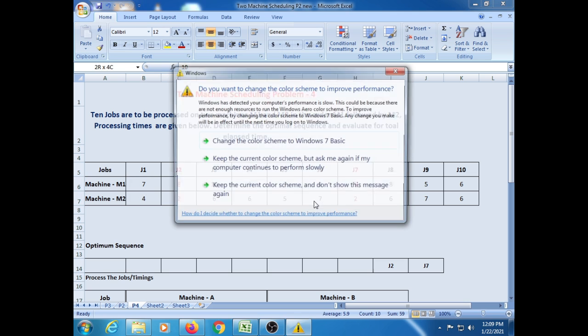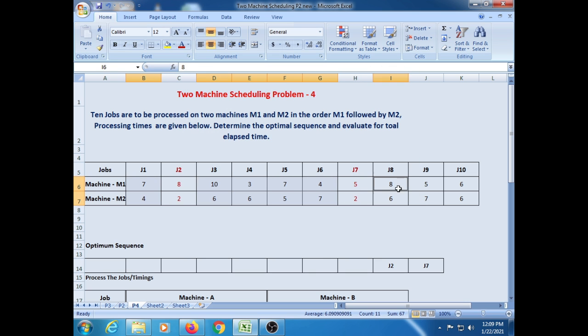So what are the processing times remaining? Among those, let us find out what the lowest processing time is. Here we have 4, here we have 3, and only 3 is the lowest processing time, and we have only one 3. So this job 4 we have to place in the optimum sequence. That is our target now.